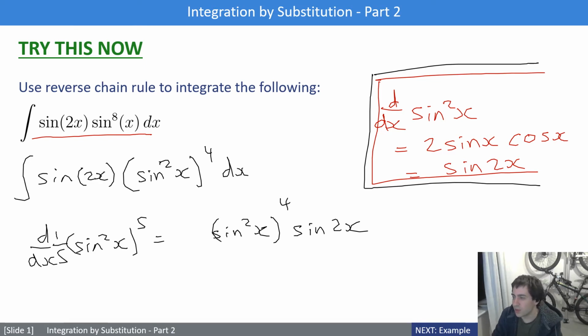That 5 goes away. Remember that this sine squared to the 4 is the same as sine to the 8x, so therefore this is my original integral. And therefore we have the answer. It's 1/5 sine squared to the 5, or in other words, sine to the 10x. You didn't have to necessarily do it that way. As I said, you could have also potentially done it by integrating 2 cos x sine to the 9, which is also equivalent to what we've been given. But I just thought this was a fun little shortcut if you happen to know the derivative of sine squared.